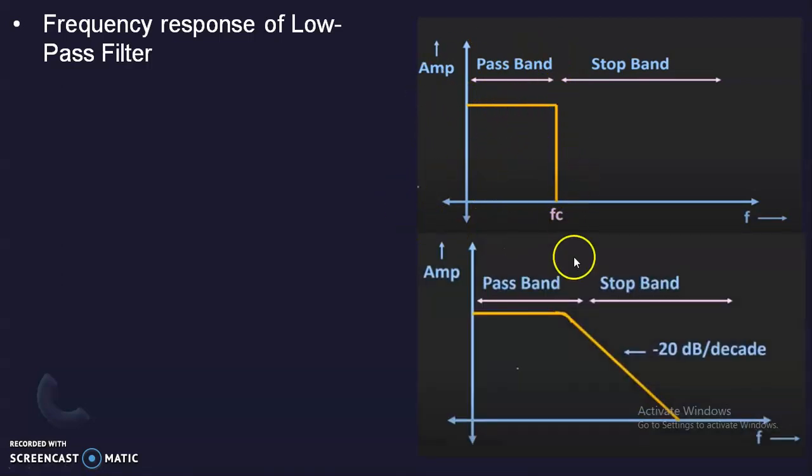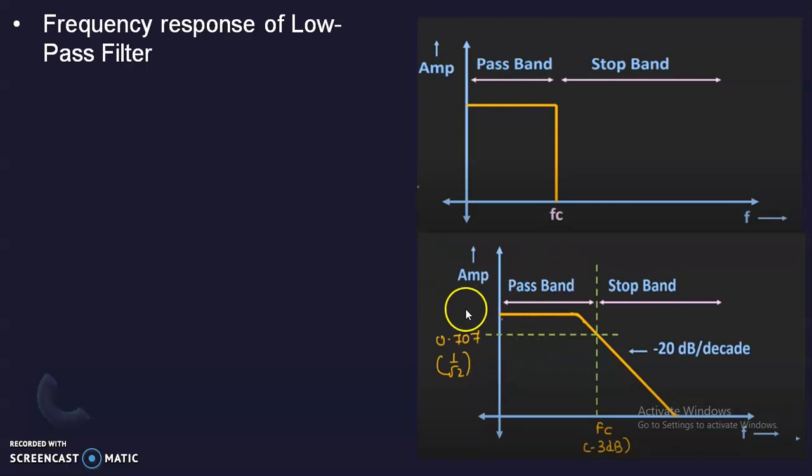Now, in real cases, the roll-off is not this sharp. It is almost like a ramp, and the roll-off is given as minus 20 decibels per decade, which is in general true for all passive RC low-pass filters. Here again, the amplitude represents the transfer function, which is 20 log of V out by V in.